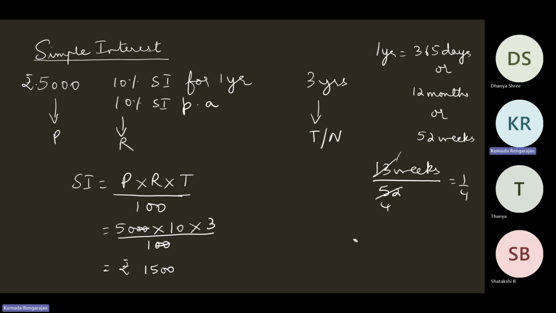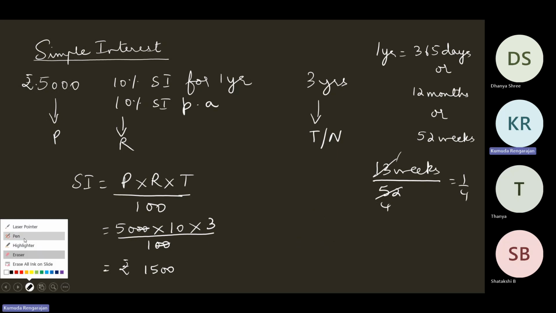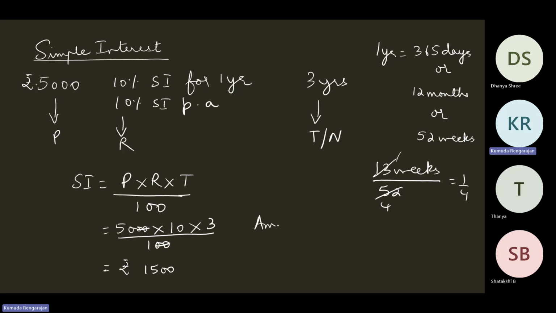So amount is equal to principal plus simple interest. Amount is equal to principal plus simple interest. In this case, 5,000 is the principal, simple interest is 1,500, so the amount is 6,500.